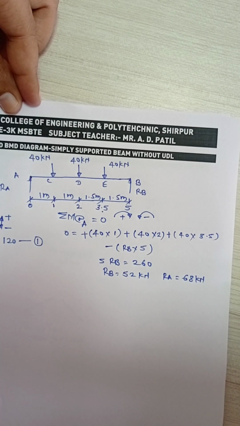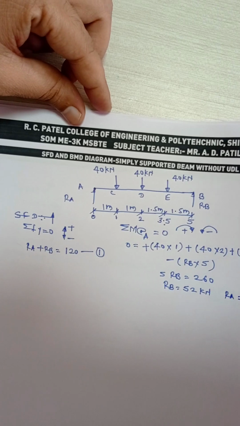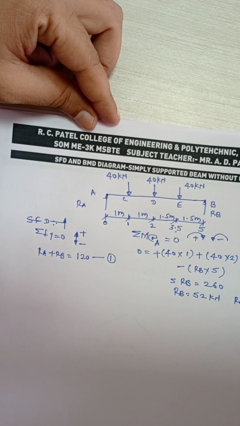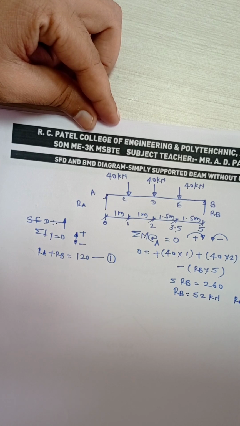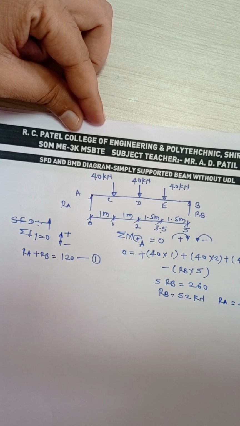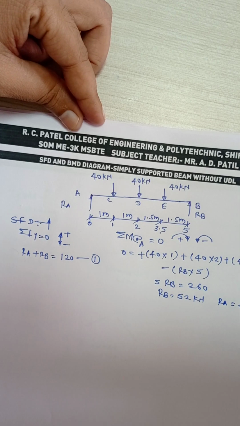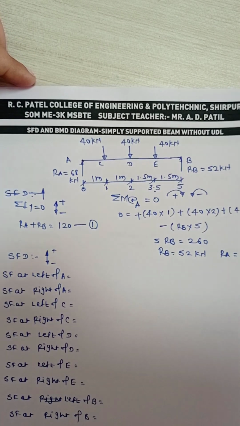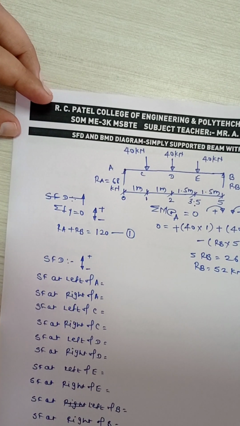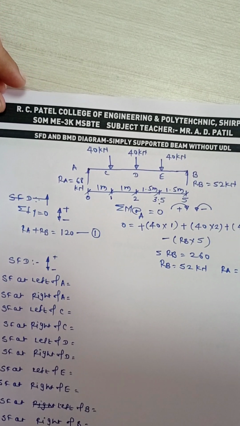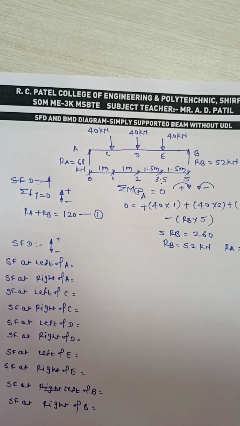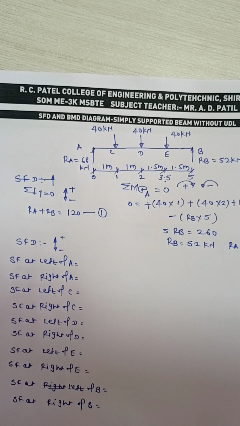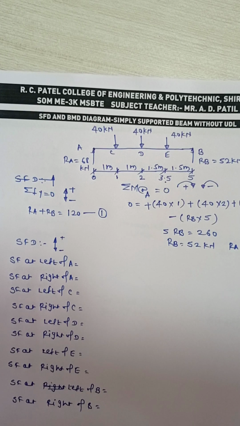So in the SFD and BMD numericals, first step will be to find out the reactions RA and RB with the help of the analytical conditions. Now we have to find the SFD values. As per the diagram, first we must write the naming sequence.